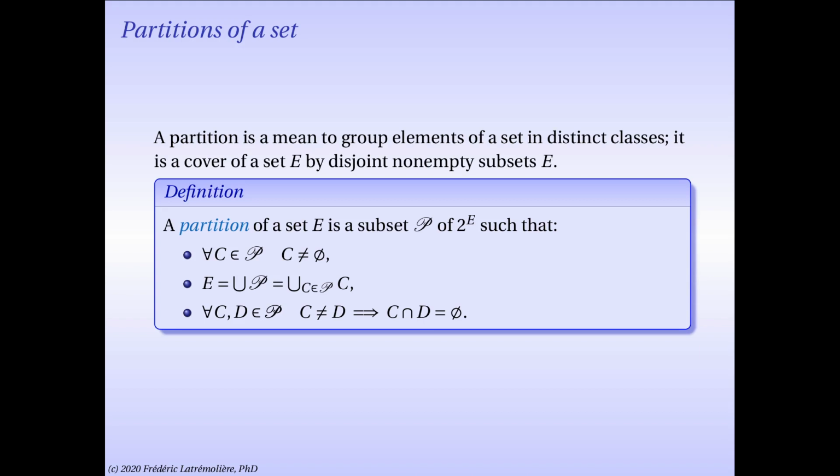So formally, this reads like this. A partition of a set E is a subset P of the power set of E, so the elements of P are subsets of E, such that, first of all, any element of your partition is not empty. Second, E can be written as the union of your partition: if you take everything in P and take their union, you get all of E. And third, if you take any two elements of your partition, C and D, if C is not equal to D, then C is disjoint from D. So distinct implies disjoint among the elements of P. That's the definition of a partition.